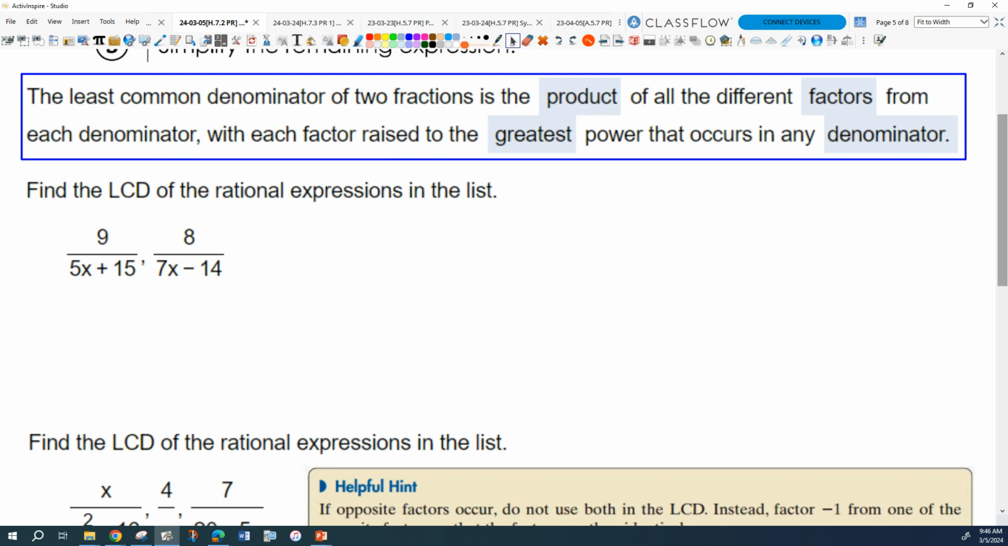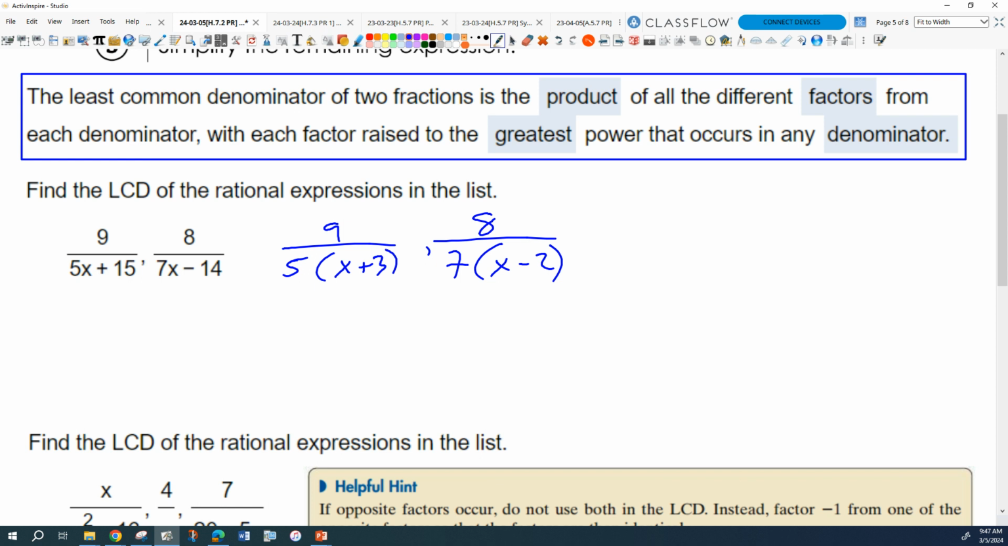Let's try this one. Find the least common denominator of these rational expressions. So what would we have to do first? What do we have to do to those denominators? Okay, factor them, which is going to involve factoring out a GCF. So this first one is going to become 9 over, we could factor out a 5, and then we're left with x plus 3. Right? How about the next one? If we factor this guy, we factor out a 7, and we're left with x minus 2.